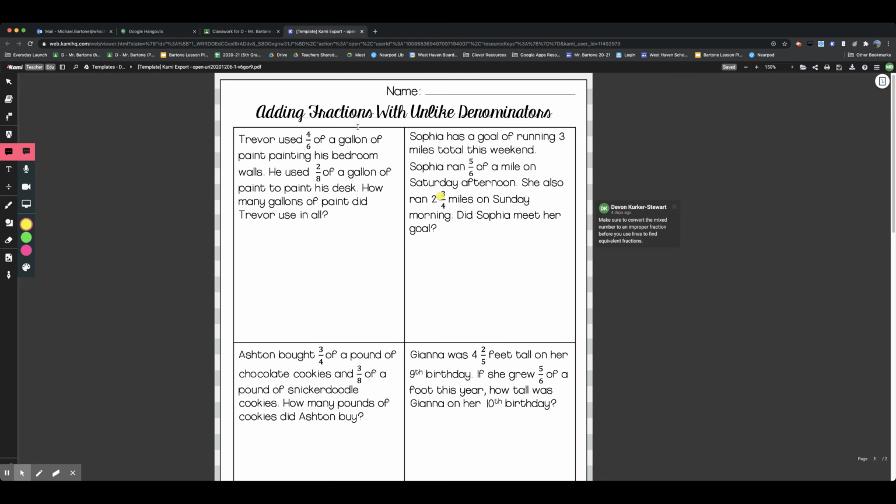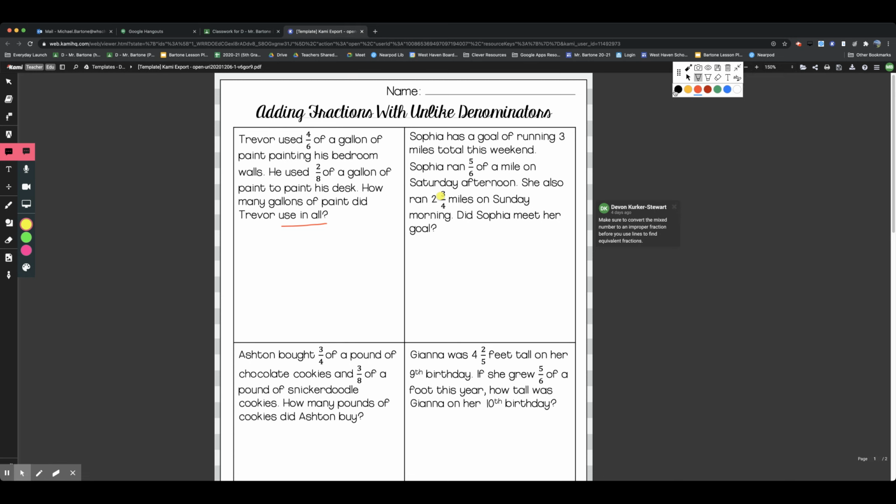It says Trevor used 4/6 of a gallon of paint painting his bedroom walls. He used 2/8 of a gallon of paint to paint his desk. How many gallons of paint did Trevor use in all? So, what we want to think about here is, first of all, what kind of math we need to do to solve this problem. All right, and when we see that phrase "in all," we know we're going to be adding.